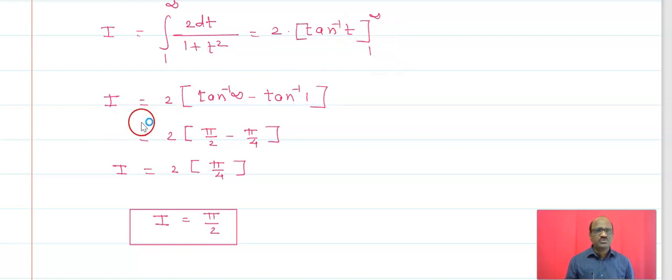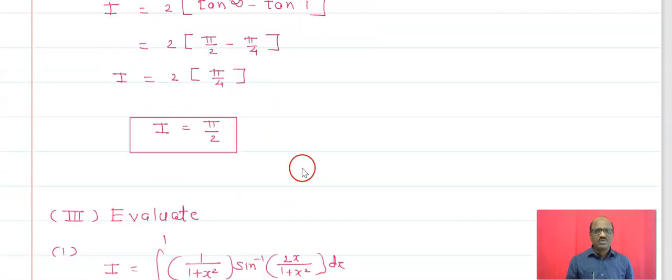Therefore, I is equals to 2 into tan inverse of infinity minus tan inverse of 1. But what is the value of tan inverse of infinity? That is pi by 2. And the tan inverse of 1 is pi by 4. And if we evaluate, pi by 2 minus pi by 4, how much will it be? It will be pi by 4. 2 into pi by 4, and then you will get I is equals to pi by 2.